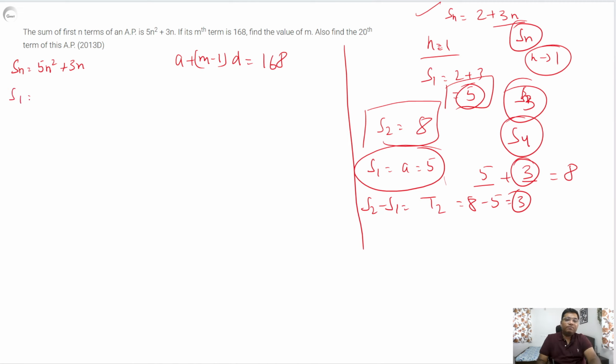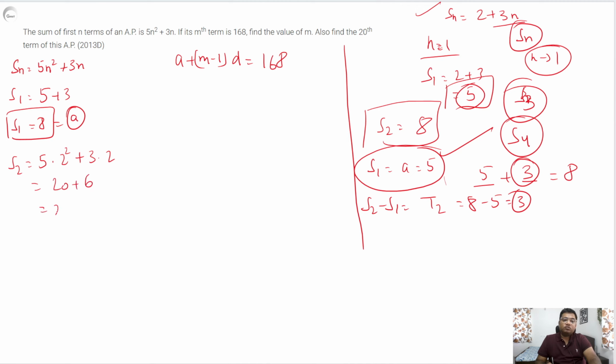So S1 we just saw is nothing but a. So let's replace n with 1. We'll get 5 plus 3, which is 8. So S1 is equal to 8. The first term of this AP is 8. Now we are going to find S2. So 5 times 2 square plus 3 times 2. So 2 square is 4, 5 fours are 20, and 6, so 26.